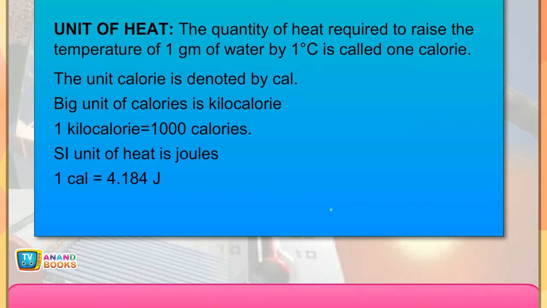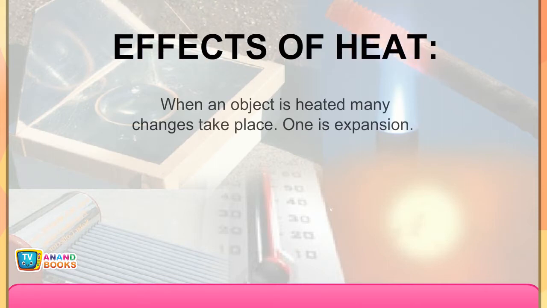Unit of heat. The quantity of heat required to raise the temperature of 1 gram of water by 1 degree Celsius is called 1 calorie. The unit calorie is denoted by Cal. Big unit of calories is kilocalorie. 1 kilocalorie is equal to 1000 calories. SI unit of heat is joules. 1 calorie is equal to 4.184 joules.